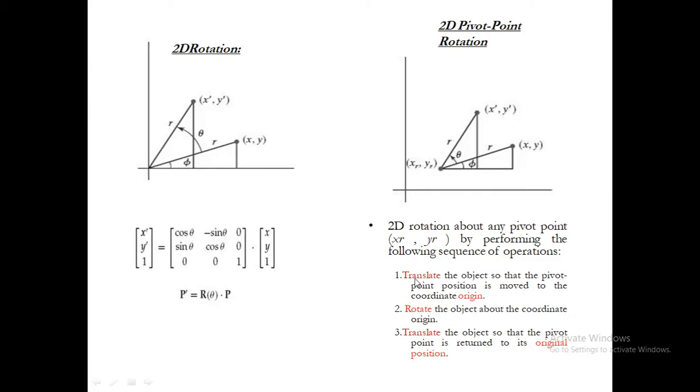So in this case what to do? We are doing these three operations. First, this point will be translated to the origin. About the origin it will be rotated, then again it is translated back to the previous place. That explanation is given here: first translate, then rotate, then do the negative translation.